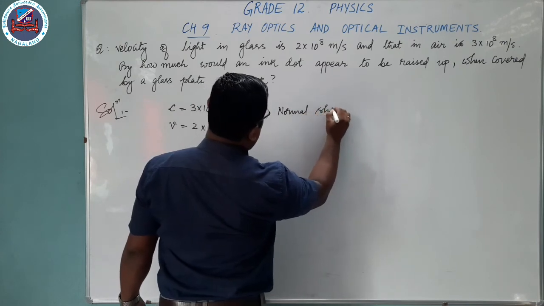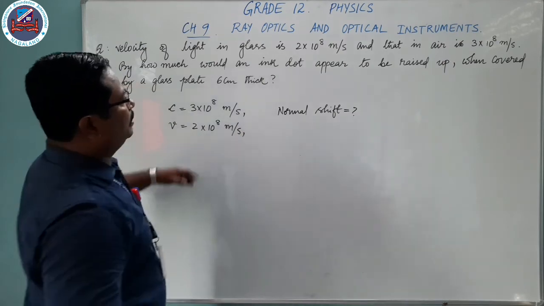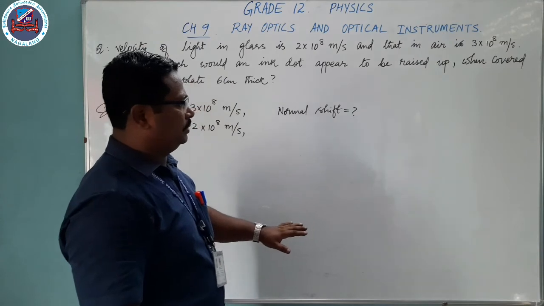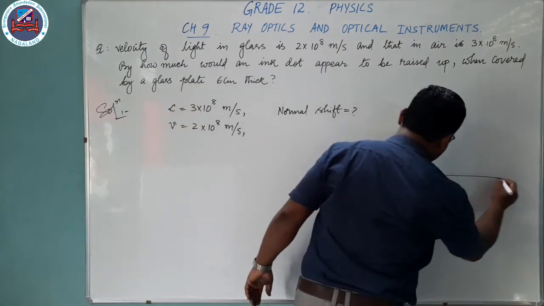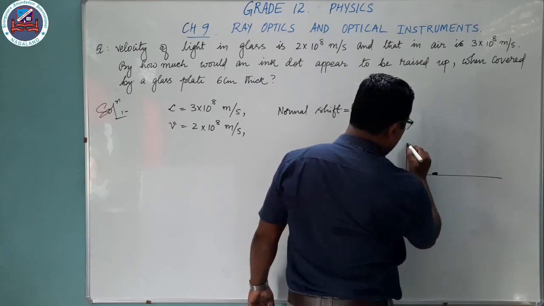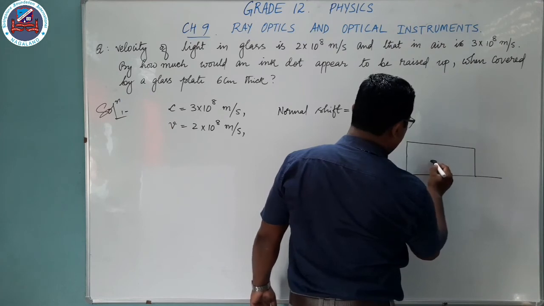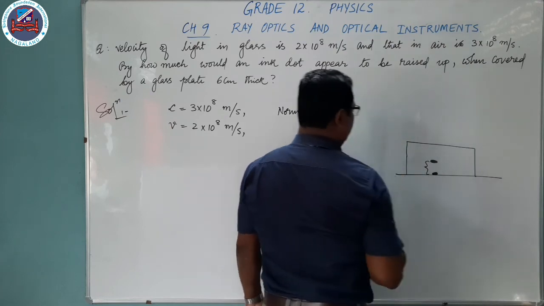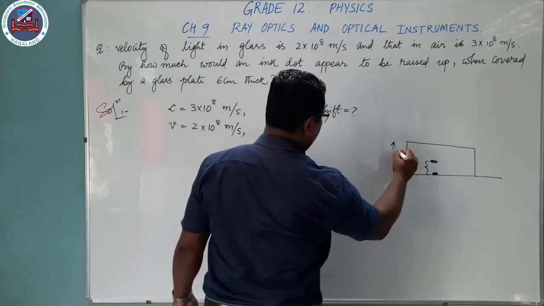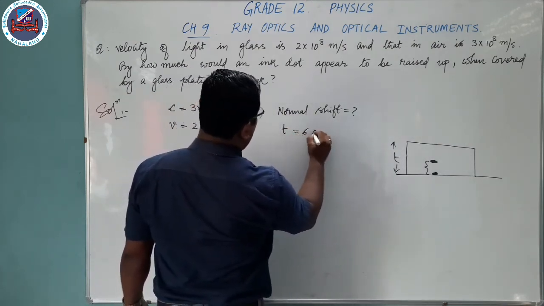Normal shift is what is being asked, when covered by a glass plate 6 cm thick. So suppose this is the base of the table, one ink dot is made, and then keeping one glass slab on top of it, by how much will this ink dot appear to be raised up? This is the normal shift we calculate. The thickness of the glass slab is given as 6 cm. Thickness T is equal to 6 cm.